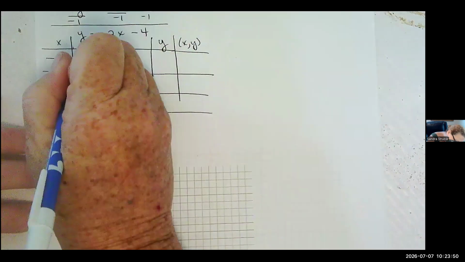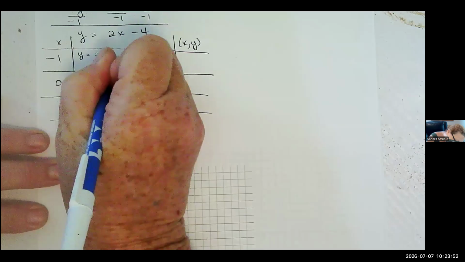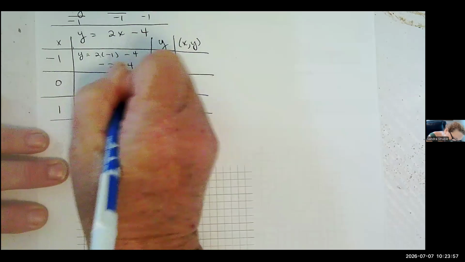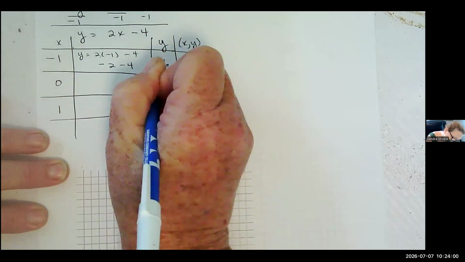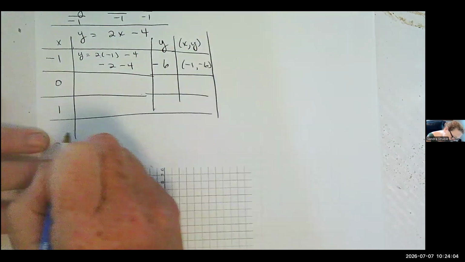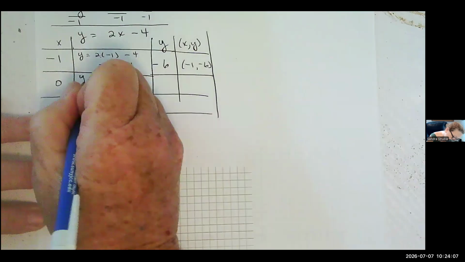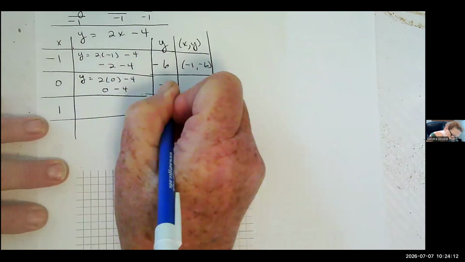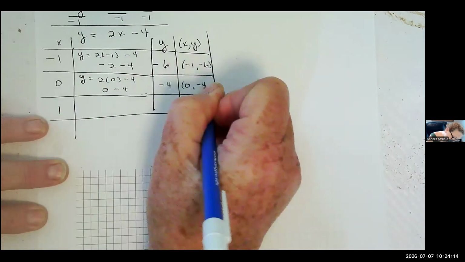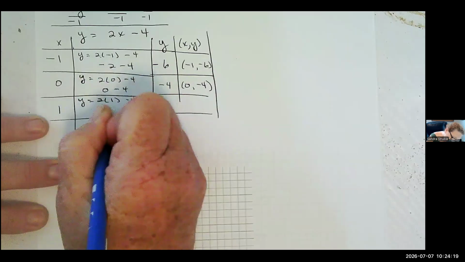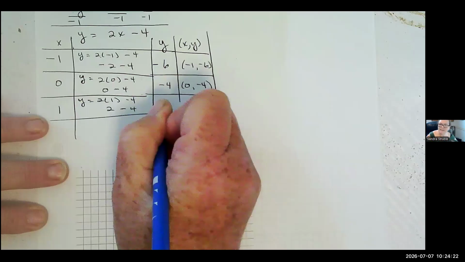All right, y equals 2 times -1 minus 4. 2 times -1 is -2 minus 4. Signs are the same, so you add them and keep the sign. So -1, -6 is our first one. The second one is y equals 2 times 0 minus 4. 0 minus 4 is -4. And then the last one is y equals 2 times 1 minus 4. 2 minus 4 is -2. So 1, -2 is our last ordered pair.